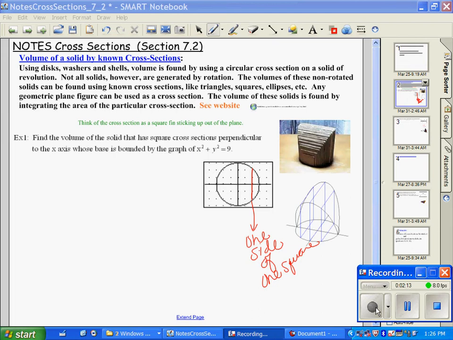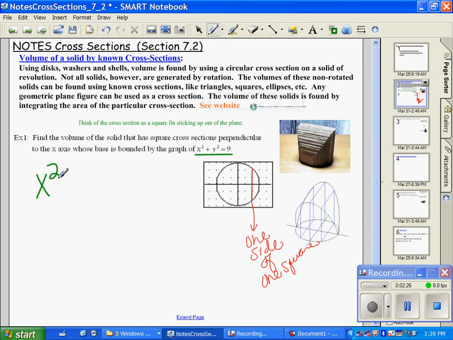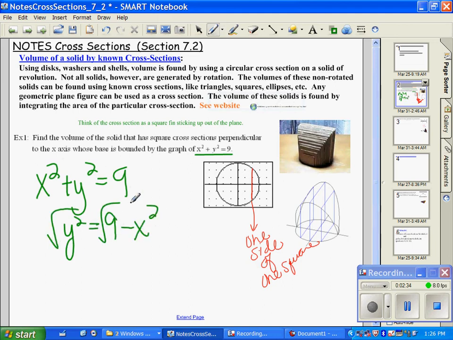The first thing to realize is that since I drew this vertical line, I know that I'm going to need things in terms of x. So let's take this equation and solve for y in terms of x. x squared plus y squared equals 9. y squared equals 9 minus x squared. Take the square root and you have y equals plus or minus the square root of 9 minus x squared.